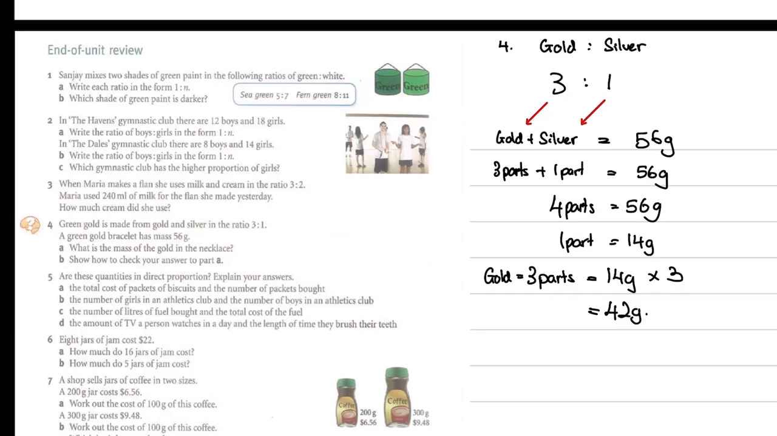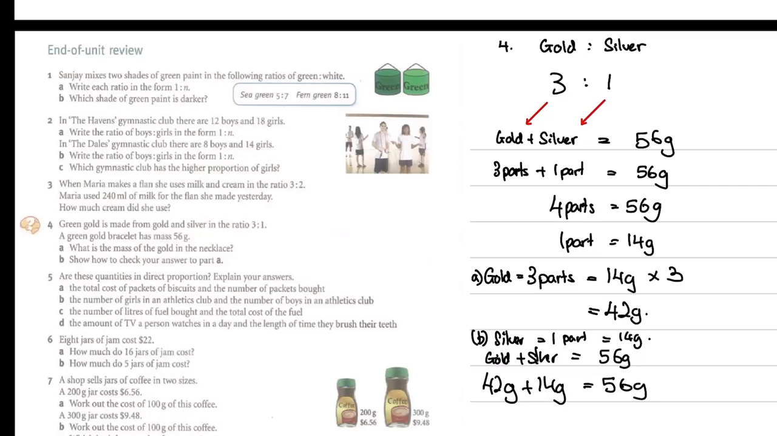Now, in question B, they ask us, how do I check? Well, in order to check, I just need to find out silver. Silver is 1 part, which is 14 grams. So gold plus silver should be equal to 56 grams. Well, 42 grams plus 14 grams is equal to 56 grams. Yes, 56 grams, 56 grams. Check. That's it for number 4.